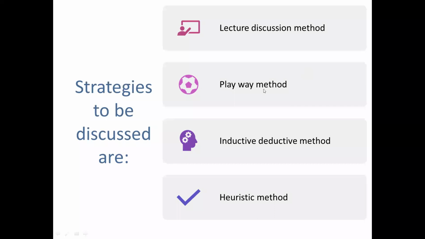Let's continue with the topic of what we are going to learn from this session. We will learn about the playway method, the inductive deductive method, and the heuristic method. Heuristic method, this term will be new for many of you. This is the discovery method where students or pupils learn for themselves and gain knowledge of the topic.